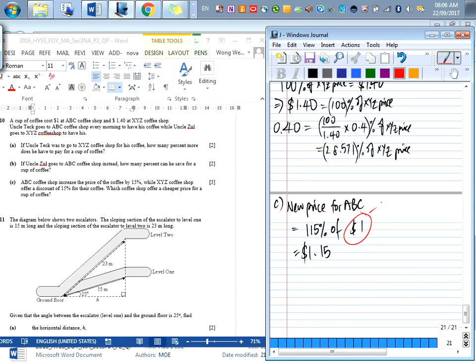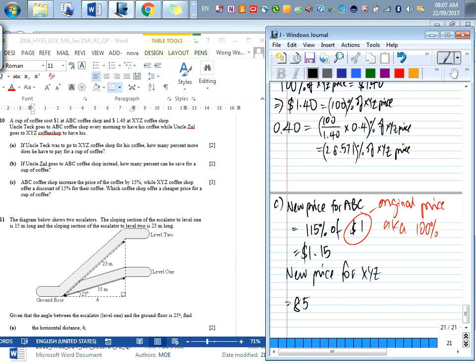This is the original price, meaning the 100%. You mean the red color part? No need, no need. This is just for you to know only, explanation. Then the new price for XYZ is equal to how many percent now? Also 115%? No, XYZ they decrease by 15%. So you get 85%, yeah.